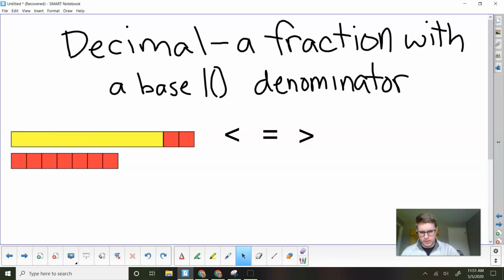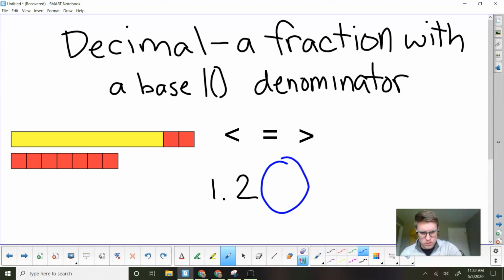All right, so let's do another one. How about let's compare two numbers that both have a 1 in the ones place. So let's compare 1.2 again, and we're going to compare 1.2 with 1.4. Okay, 1.2 compared to 1.4.